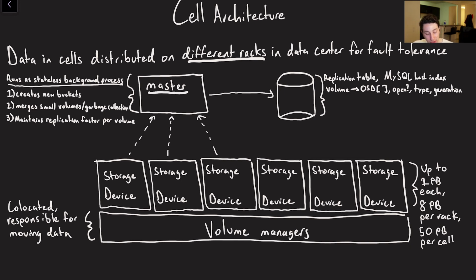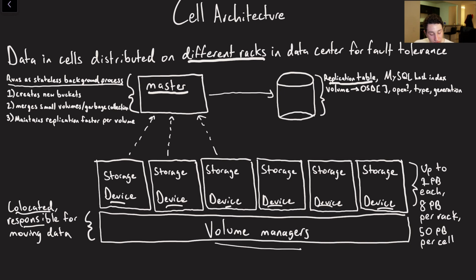We've got one master process, and we've got a bunch of storage devices, which are the things responsible for actually storing our blocks. We've got volume managers, which are co-located on the actual storage nodes, so they're just background processes. They're responsible for moving data around, right? So maybe we see that certain storage device nodes are overloaded and others are more empty. The volume managers are going to be responsible for going ahead and moving that data, and then committing that change would happen over here in the replication table, which we'll talk about in a second.